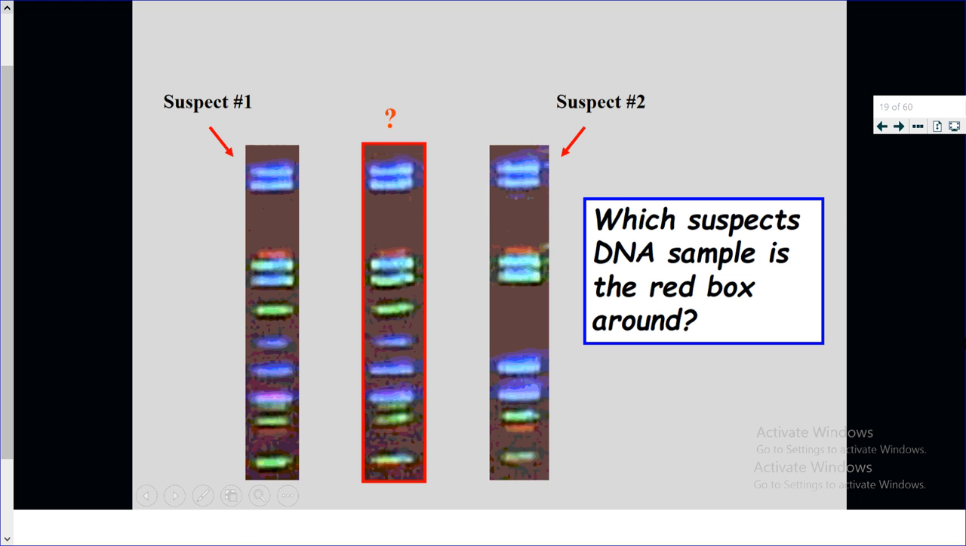So when we look at that, whose DNA is it? Suspect one is matched with the question mark DNA. Put one finger up if you think one. Two fingers up if you think two. Good. Everyone should have suspect one. So DNA fingerprinting identification should be very simple for you.